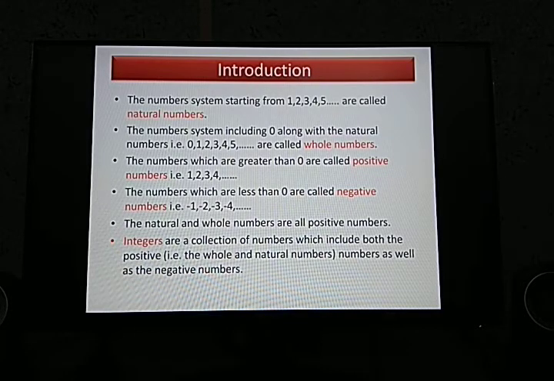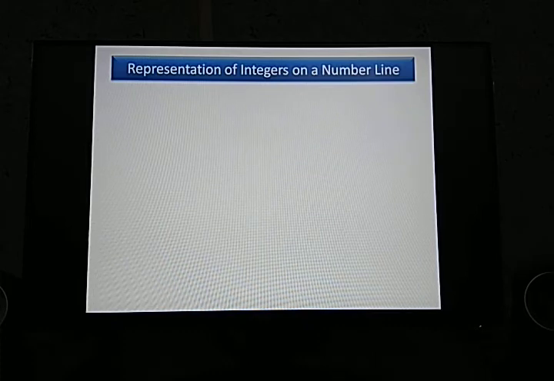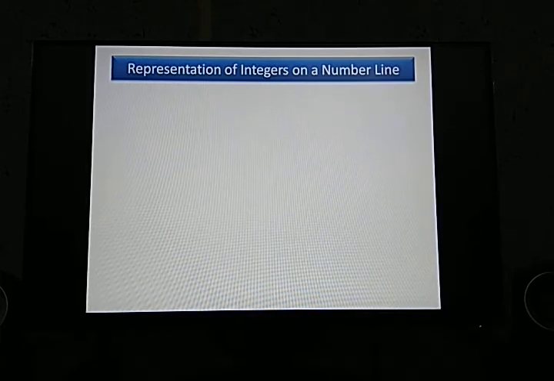So integers can be divided into two types, that is the positive integers and the negative integers. Clear? So we'll see that in the upcoming slide. So I hope this much is clear to you. Now moving on, how do we represent the integers on a number line? Just like we have already discussed in the earlier chapters how to represent the numbers on a number line, similar to that, we now will represent the integers on a number line.